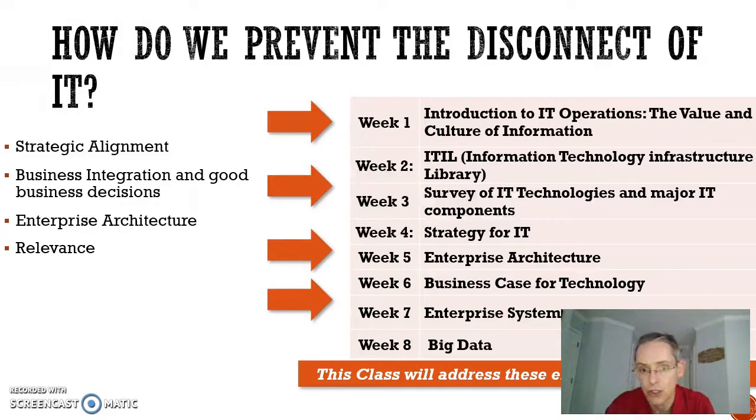So what we're going to do this term really is break it into these weeks here. And you've seen the agenda. We're going to talk about an introduction. We're going to talk about the library of what it means to talk through IT and how to set these infrastructures up. We're going to go over some major technologies, talk about how we use those technologies for strategy for the business, go into EA specifically, and then talk about business cases as we're moving forward. How do we make the case for our technology? Then specifically talk about some key systems and enterprise systems and big data.